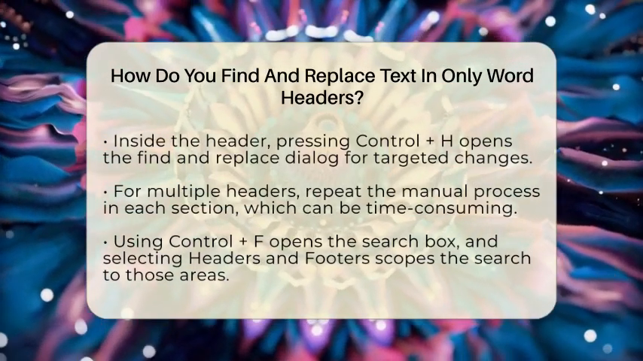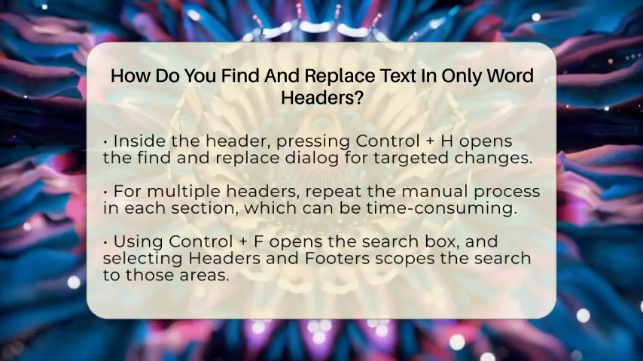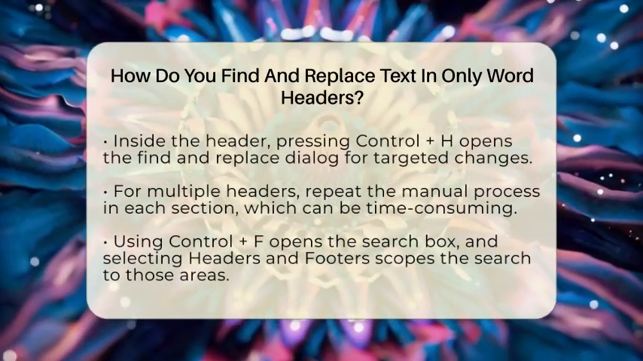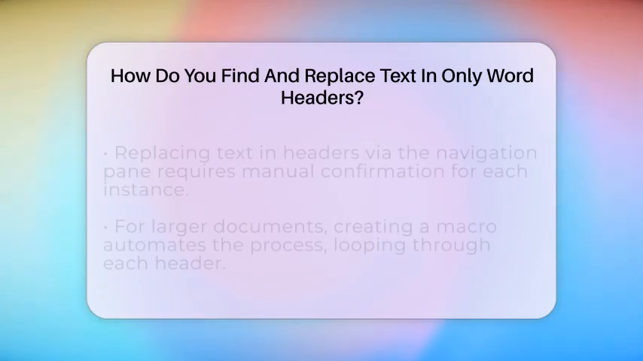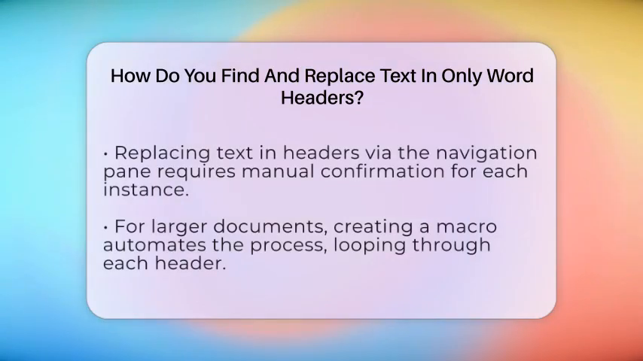Another approach is to use the Find feature with the navigation pane. Press Ctrl plus F to open the search box. In the drop-down menu, choose Headers and Footers as your search scope. This will locate all instances of your search term in headers and footers. However, replacing text here isn't automatic. You will need to go through each instance and replace it manually, or use the Replace option if available.